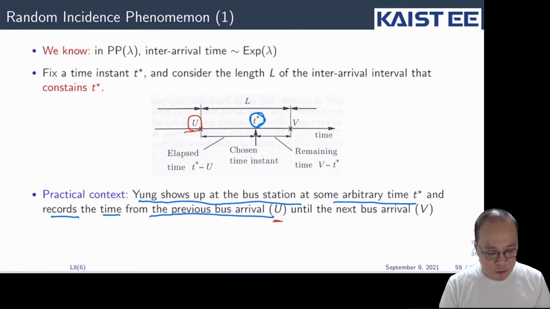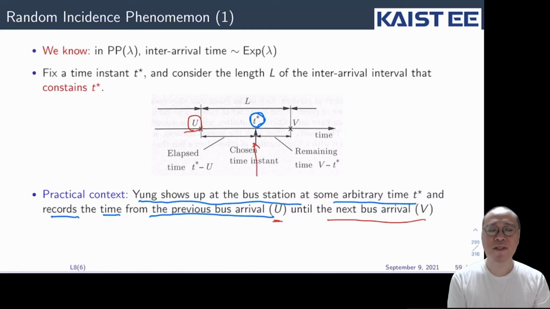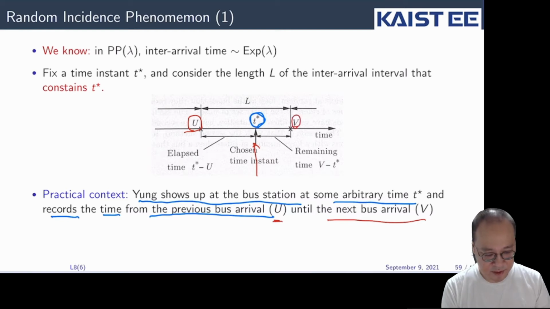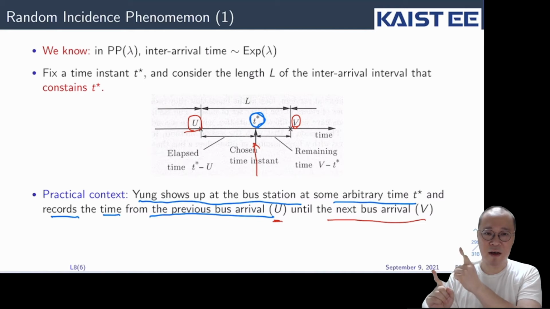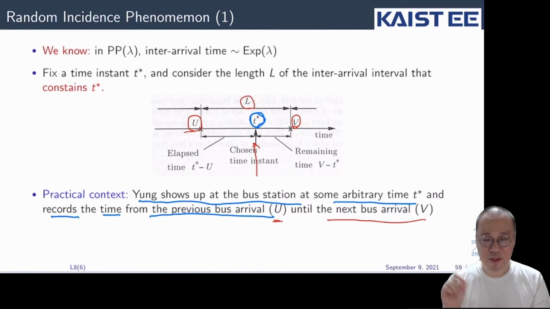And then Jung will record the next bus arrival, because he arrived at the bus station at 9 a.m. and then he just waits. The next bus arrival is 9:15, for example, and that is V. Then he calculates the difference between the next bus arrival, 9:15, and the previous bus arrival, 8:40. The difference between those two is denoted by L. And obviously L is a random variable because U is a random variable and V is a random variable.